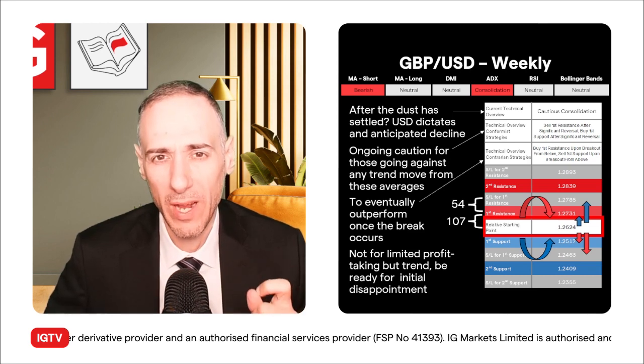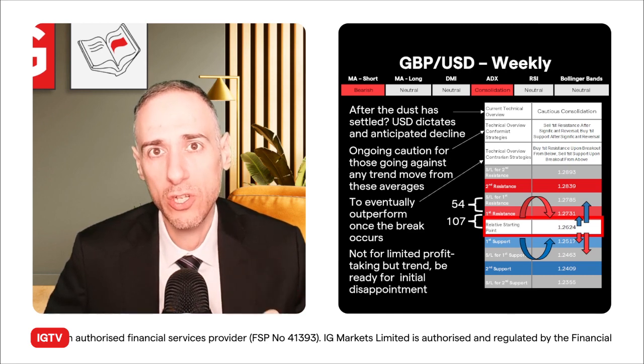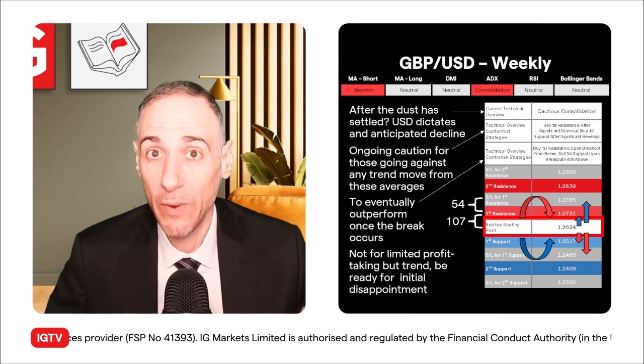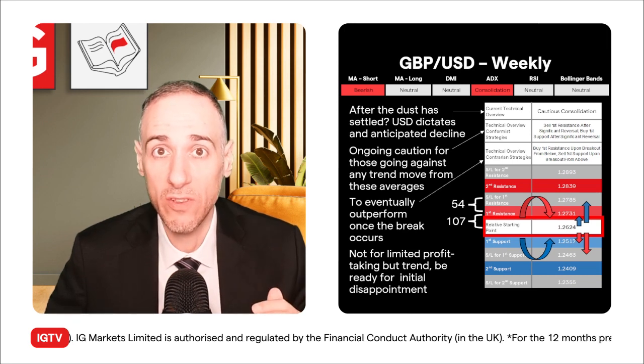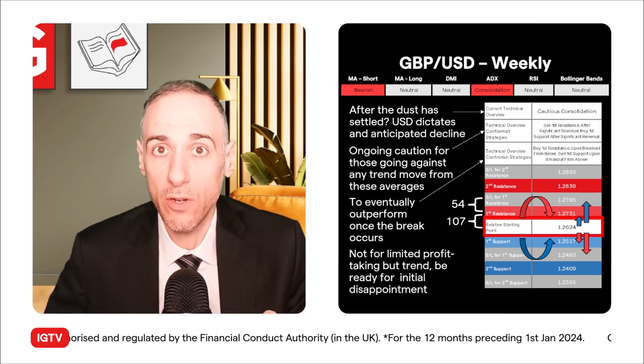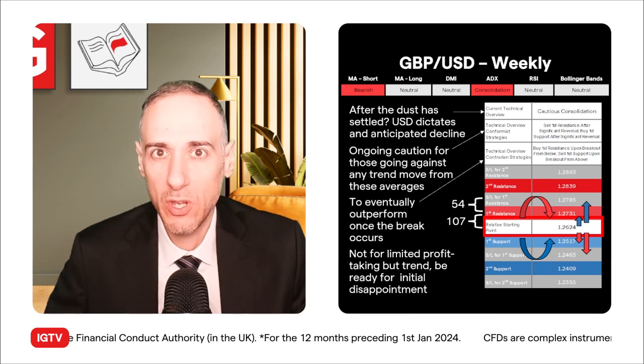I want to keep in mind also that when it comes to the weekly time frame, it's held this cautious consolidation for quite some time. So even when we had that move higher on the daily time frame, it shifted things on the daily. The weekly remained anchored because it takes a lot more time. So this is something you just want to keep in mind.